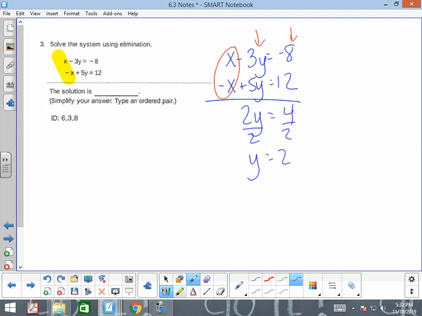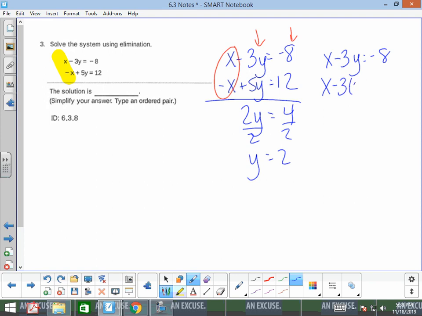Now, again, this one has negatives in both equations. It doesn't matter which one you pick. I'm going to pick the one where x is positive. So x minus 3y equals negative 8. Again, it does not matter which equation you choose. All right, so in this one, x equals negative 2.